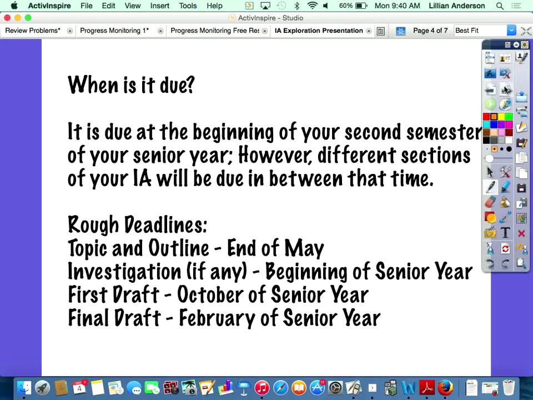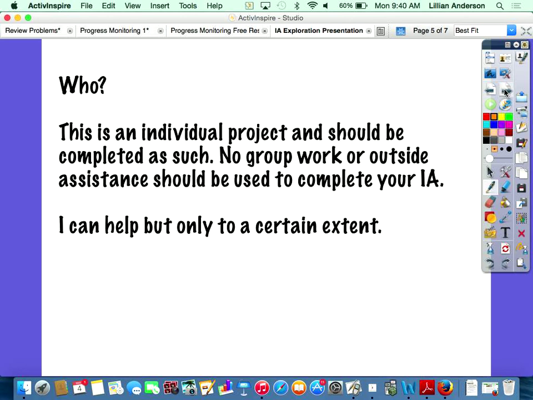I'll get specific dates to you the closer they get. The first draft is due in October of your senior year. Again, I have to make sure it doesn't conflict with EEs and TOKs and stuff like that, so I'll let you know once we all get that settled. But then the final draft will be due at the beginning of February of your senior year. Who? You, of course.